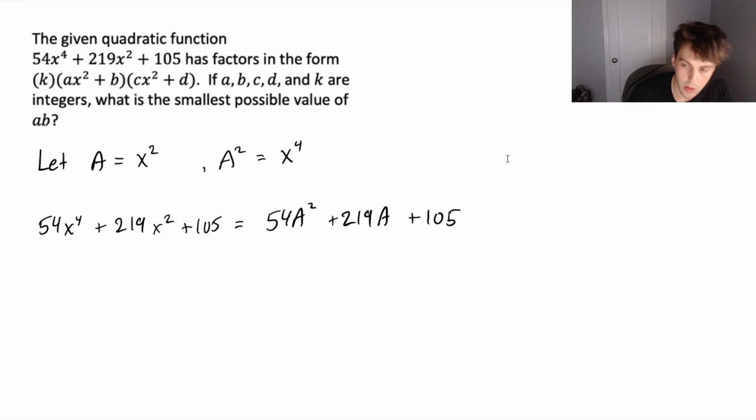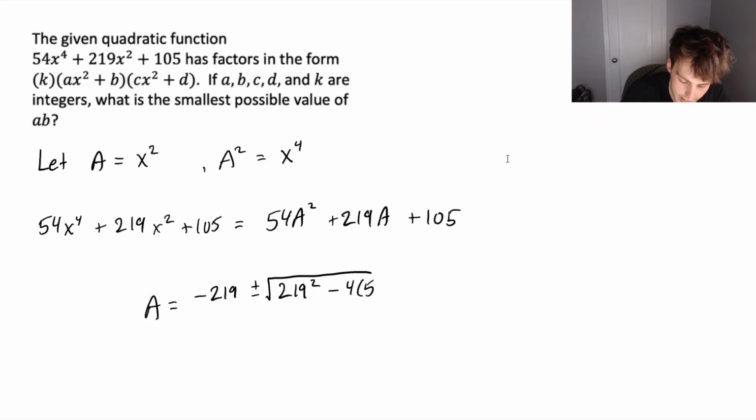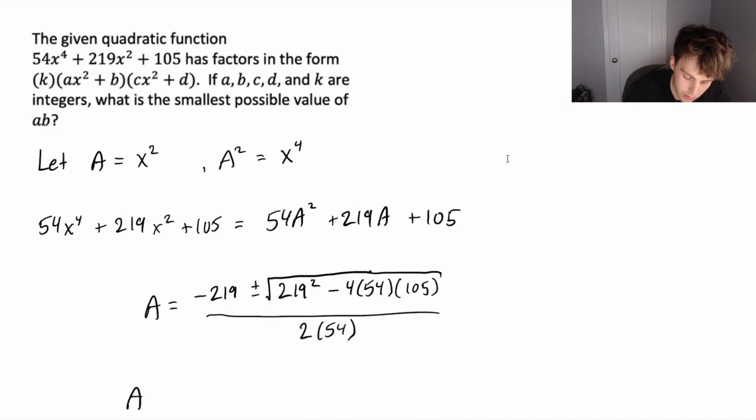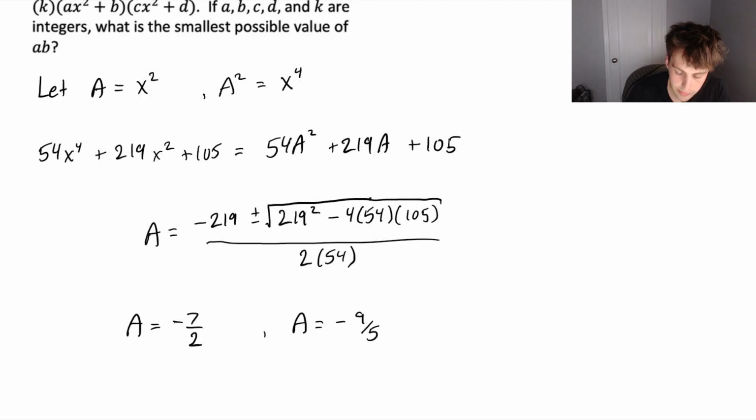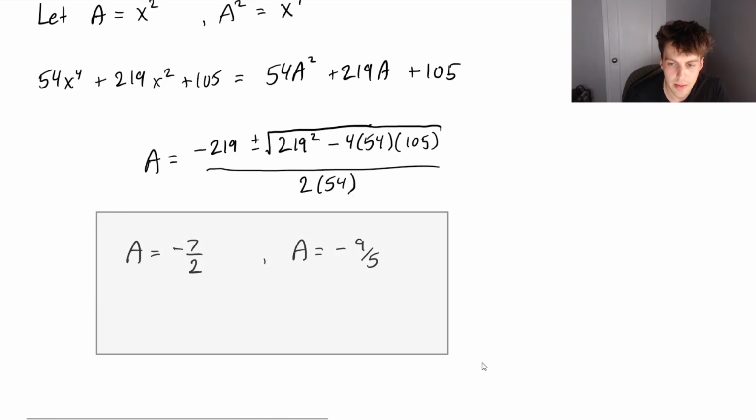We can solve for values of A with the quadratic formula. So we know that A is going to be negative b, negative 219, plus or minus the square root of b squared, which is 219 squared, minus 4 times a, which is 54, times c, which is 105, all divided by 2a, or 2 times 54. Solving for this, you're going to get A is negative 7 over 2, or A is equal to negative 9/5, I believe.